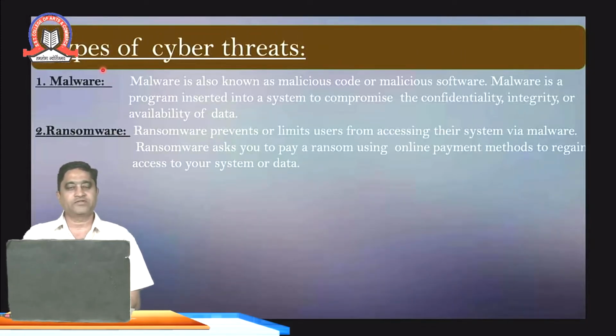Types of cyber threats, as I told a few slides back. Malware is known as malicious code or malicious software. Malware is a program inserted in the system to compromise the confidentiality, integrity, or validity of the data. So this type of cyber threat is there. Many people give vital information to cookies sent by the hackers, and once they get that information, it will be stored in their records.